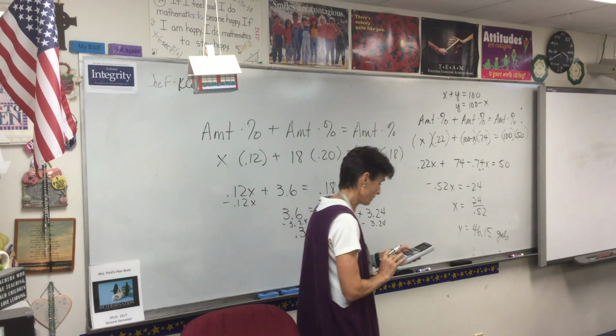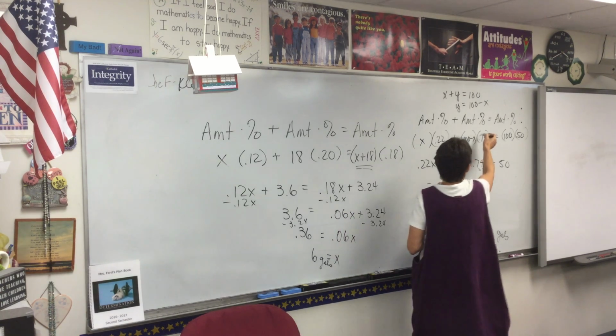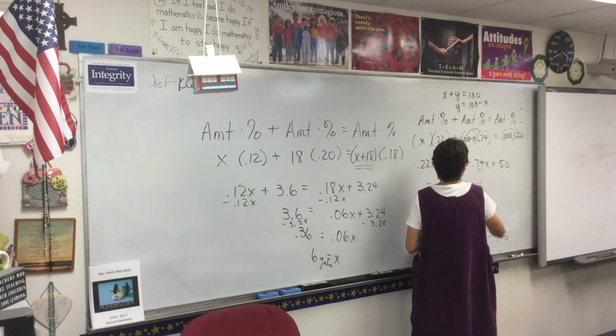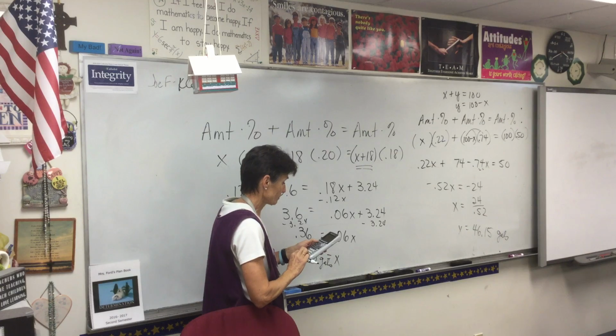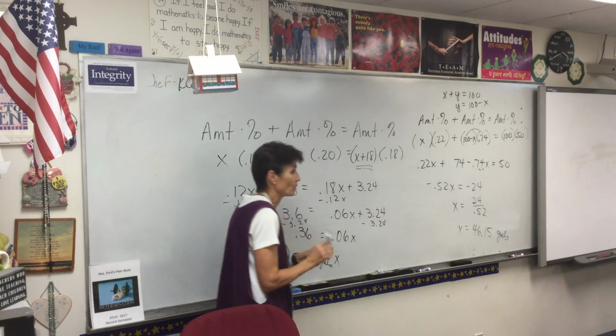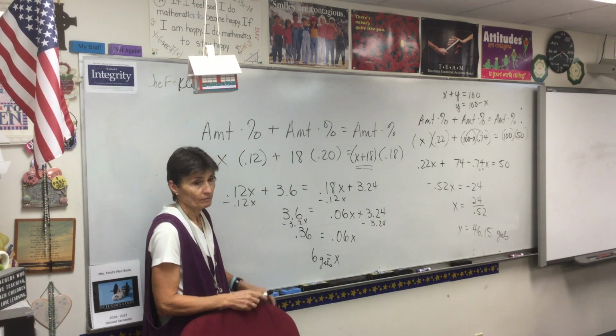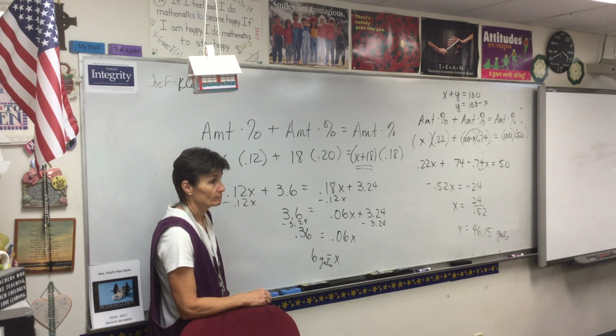Was my arithmetic okay? Where'd that 74 come from? You distribute right here. So 0.74 times 100. Okay. Remember, once you get it set up, it's just like a regular old equation that you solve.